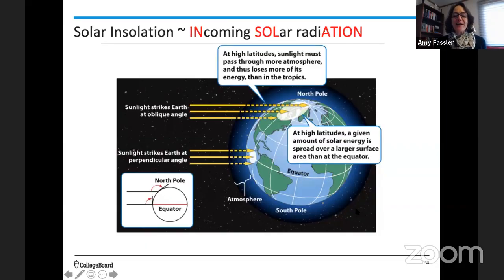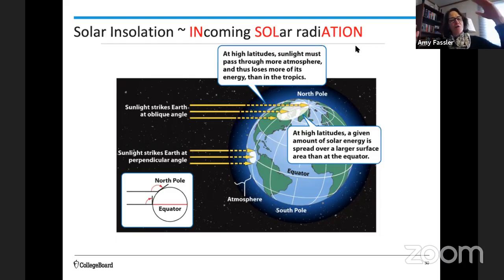Remember, that stands for incoming solar radiation. When I taught this to my students, the way I explained it, and that's what this diagram is kind of showing down here, is that if our Earth were a cube, we wouldn't have to talk about solar insolation, because the sun would always be striking the Earth at the same angle, whether it was the North Pole, the equator, or the South Pole. I'd have the same amount of incoming solar radiation. But obviously our planet is not a cube, it's this beautiful sphere.